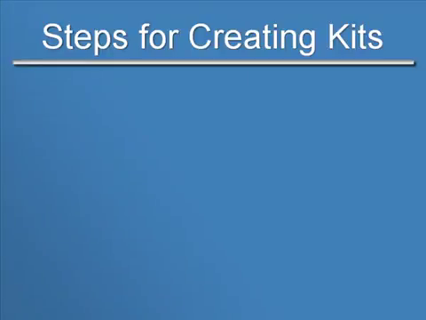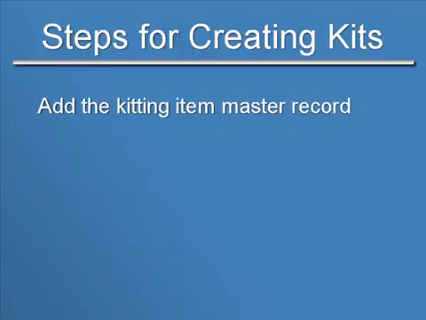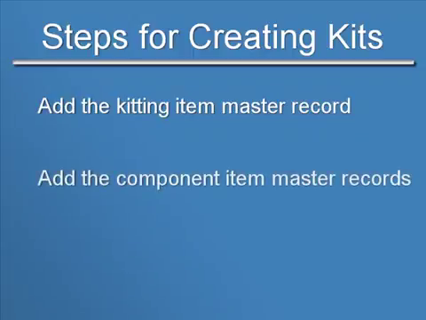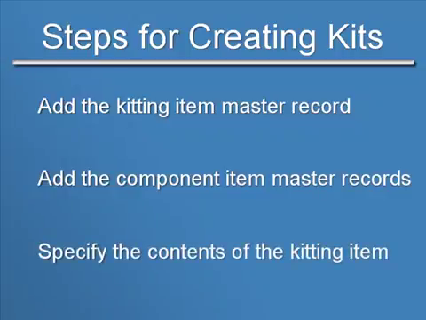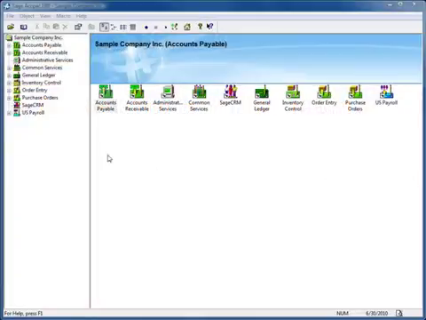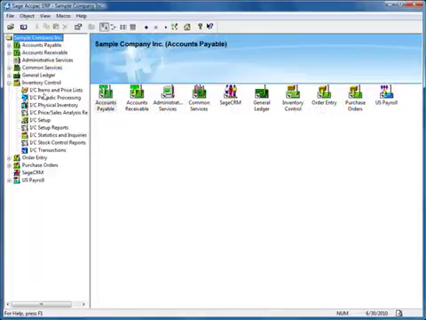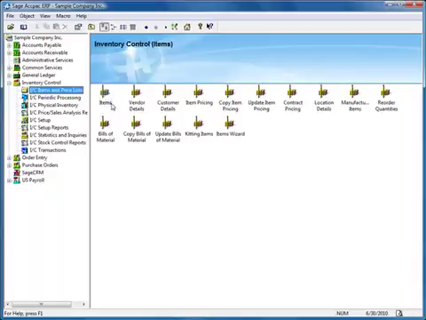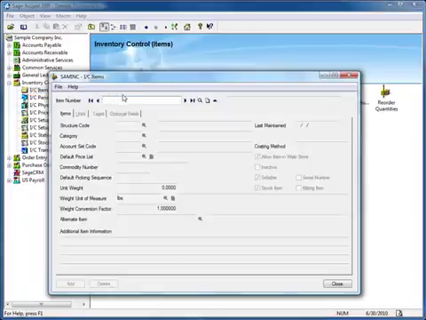There are 3 steps to creating a kit. First, you add the kitting item master record. Then you add the component items. And lastly, you specify the contents of the kitting item. So let's start by adding the kitting item master record. To do this, we'll go to Inventory Control, IC Items and Price Lists, and open the Item Master form.